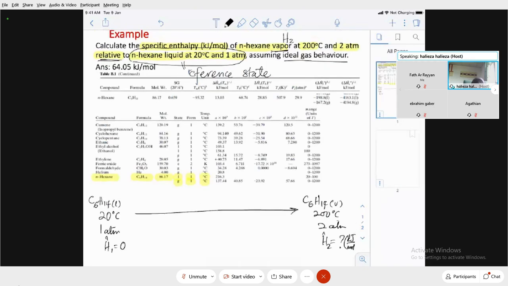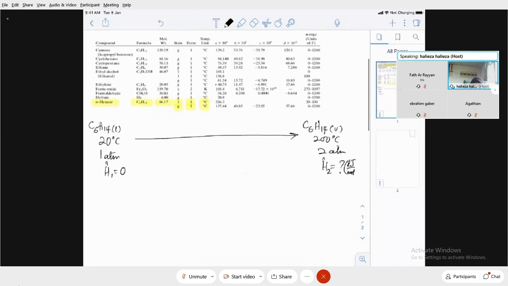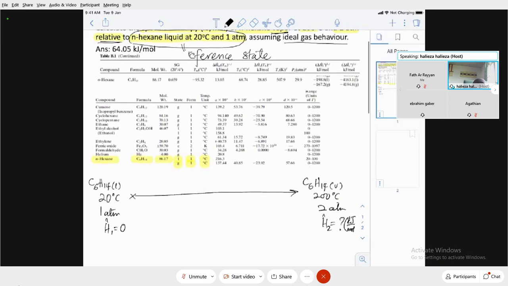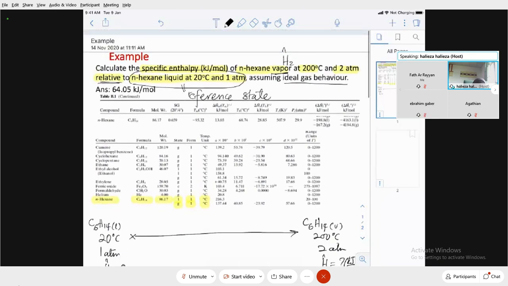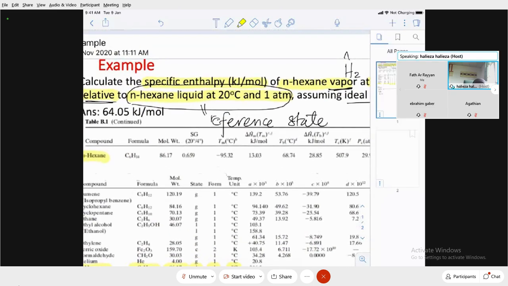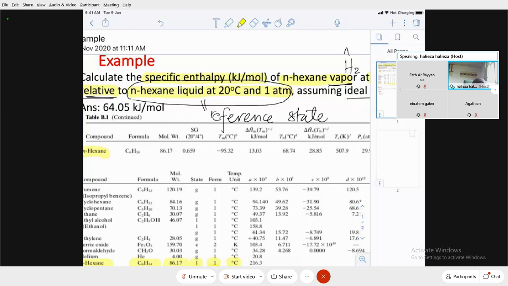Okay. Kilojoules per mole. So what I've got to do is draw my hypothetical path. First step, what do I need to change? Anybody? Change the temperature, please. Temperature. Okay. Before that, I need to point this out. You have N-hexane over here. We are changing from liquid to vapor, right? So if you're going to change from liquid to vapor, you need to boil it first. So the boiling point is 68.74, at 1 atm.